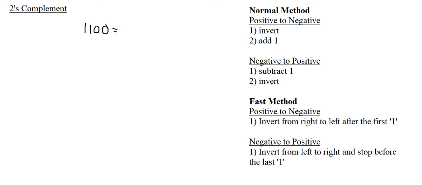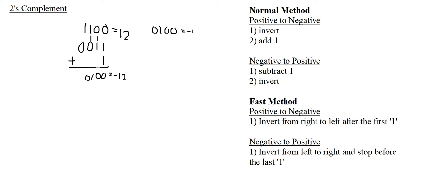So we got 12 in binary. First you're going to want to invert. That means 1s become 0s and 0s become 1s. And then after that, we want to add a 1. So 1 plus 1 equals 0 with a carry of 1. Again, with a carry of 1. And then that 1 drops down, we got a 0. That is negative 12.